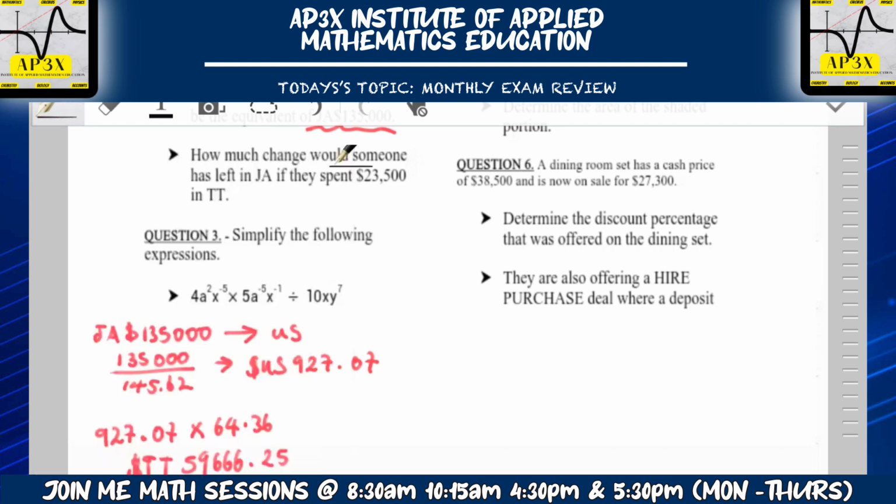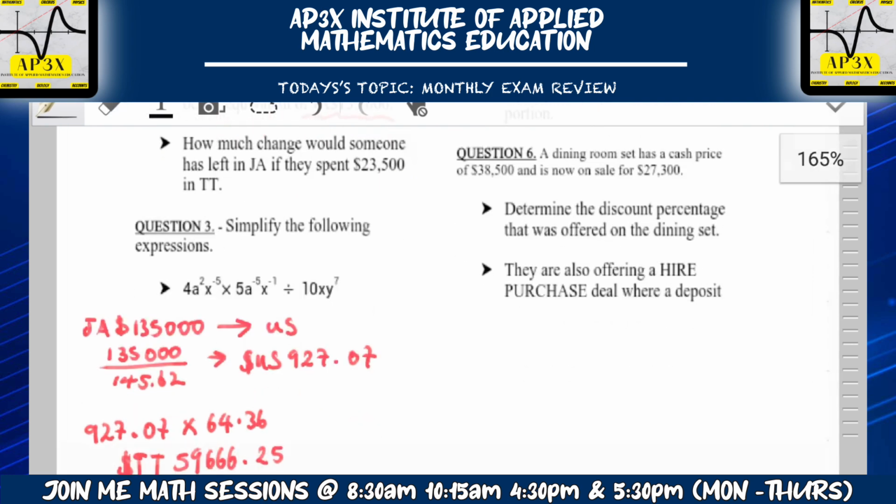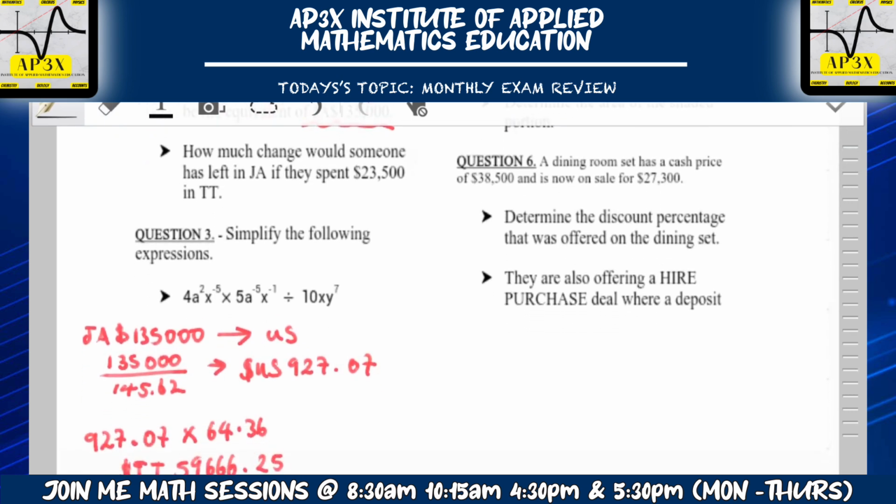Fine, then we're going to be moving on to the next question, which is: how much change would someone have left in Jamaica if they spent 23,500 in TT? So assuming that the 23,500 was spent from what we currently have here, that's the only logical assumption that we can make here. We are therefore going to have to find out how much is left in TT after 23,500 was spent.